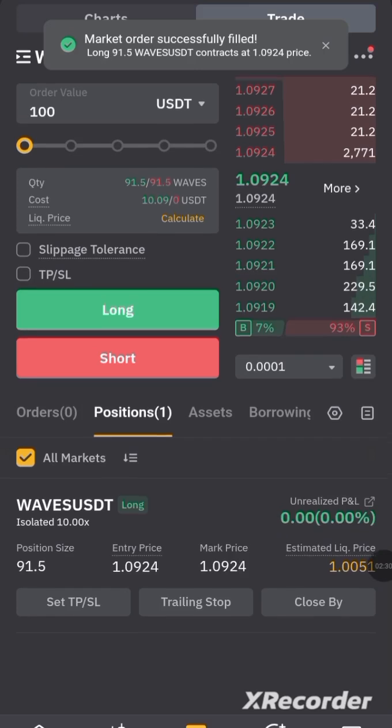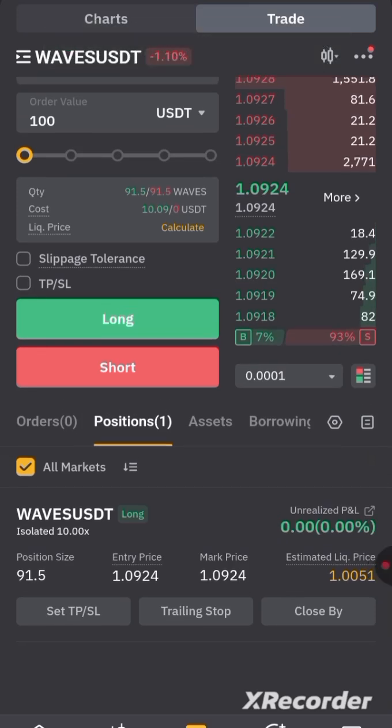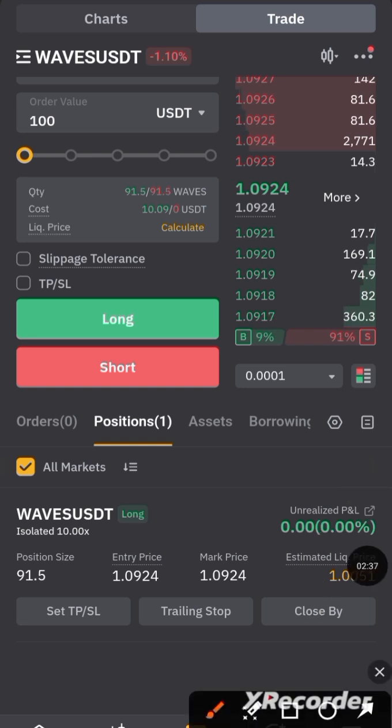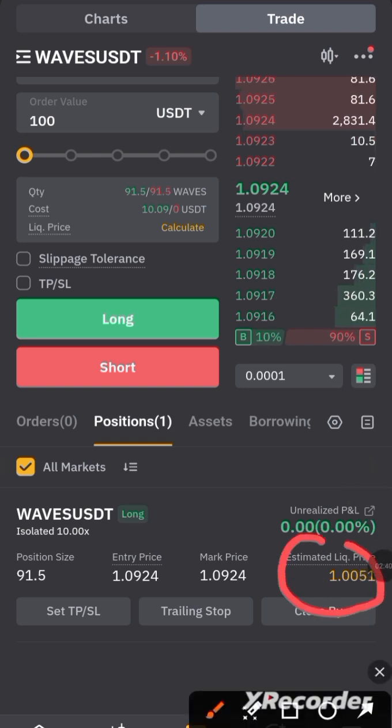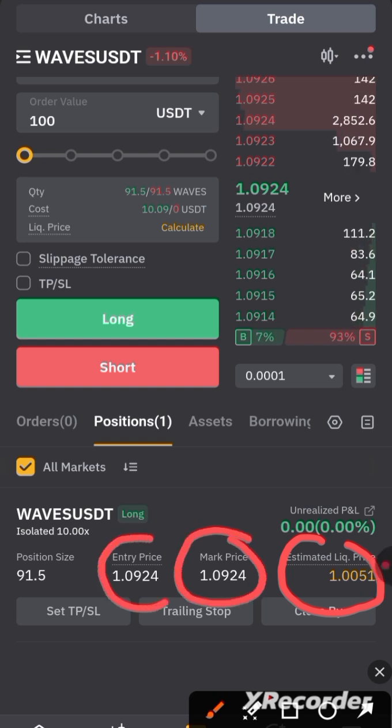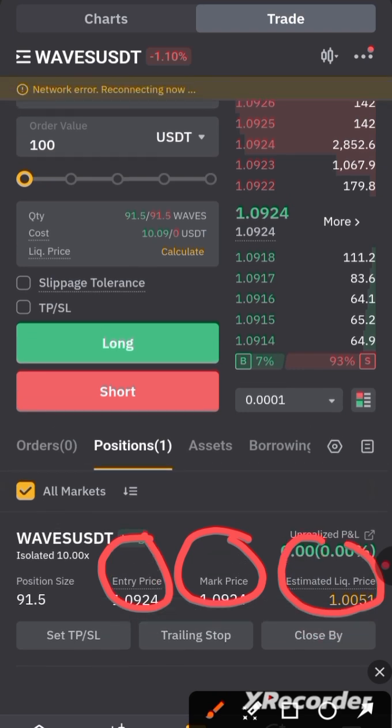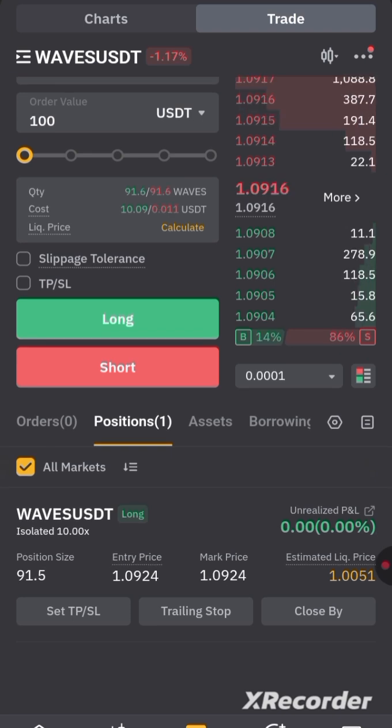Now the market has opened. Can you see? The first thing you're going to check here is your liquidation price. This is your liquidation price. And don't forget, the liquidation price is always far from the market price and the entry point. This is the market price, then this is the entry point. I entered the market around 1.0924, the market price is 1.0924, and the liquidation price is 1.0051, which means that the liquidation price is far from the market price and the entry point.